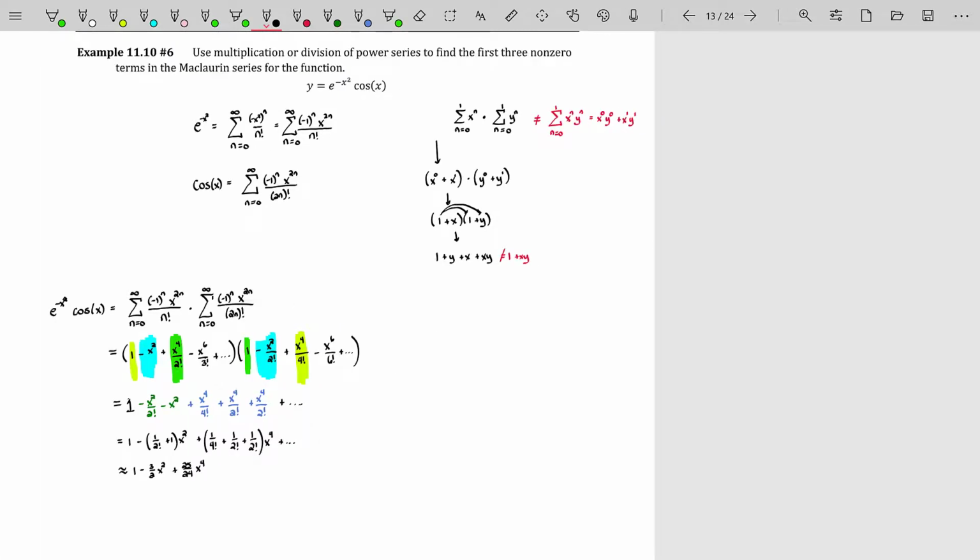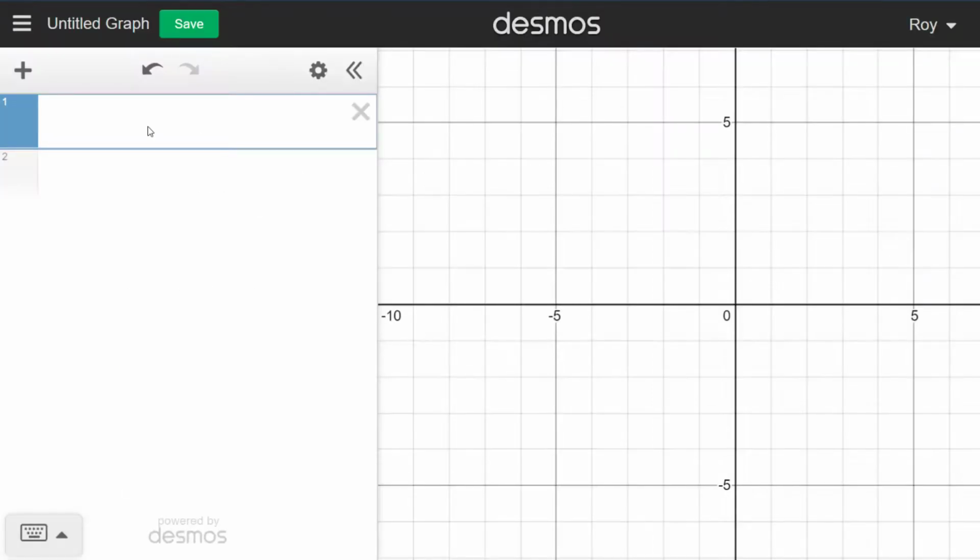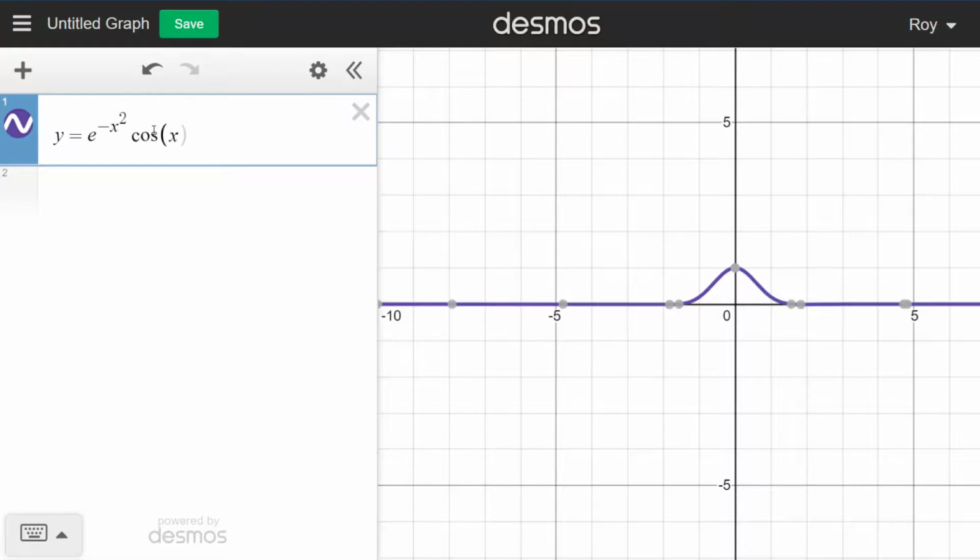So this is a decent approximation, not the best, but a decent approximation of y equals e to the negative x squared times cosine of x, at least about the center, x equals 0. And to drive this point home, let's go ahead and graph that function, the product of e to the negative x squared times the cosine of x. We'll graph that first. So let me go ahead and type that in. Kind of a beautiful function.